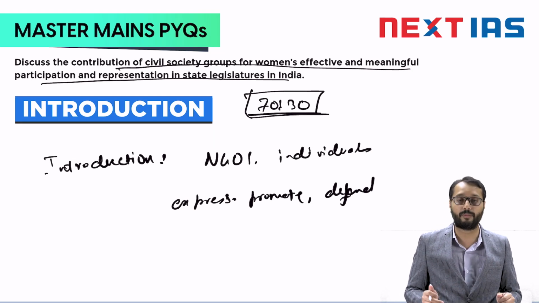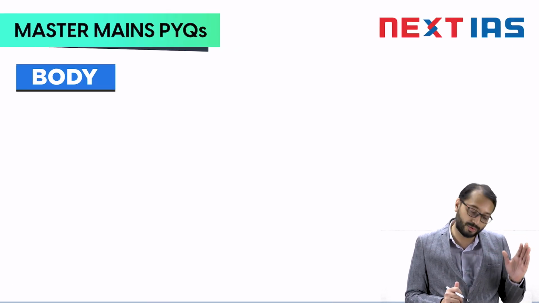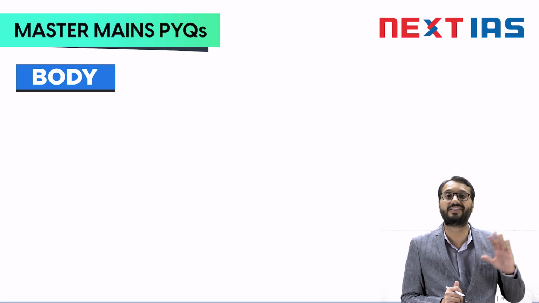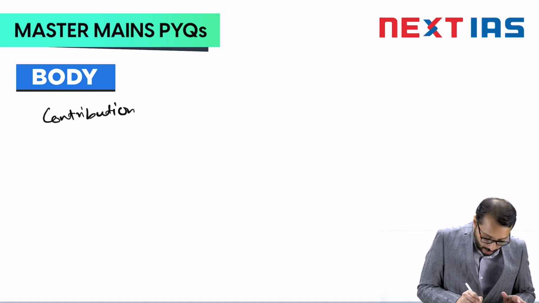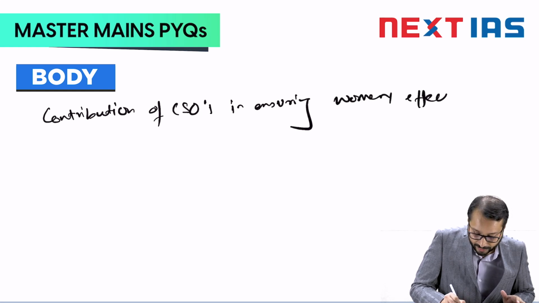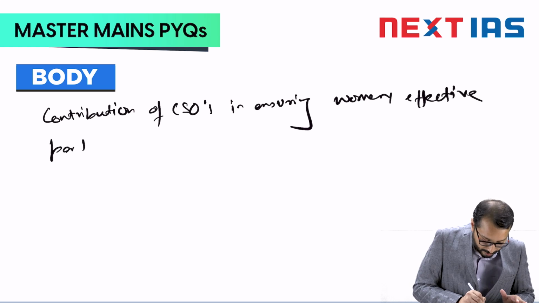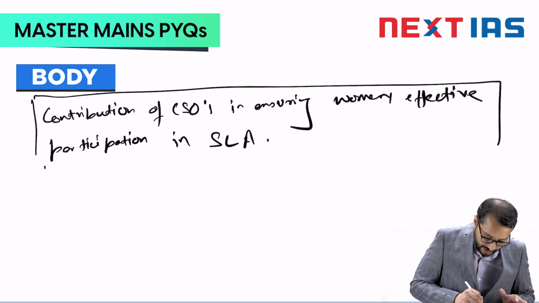Next, we will move to the body part of the answer. In the body, you have to first highlight the contribution of civil society groups for women's effective participation in state legislatures. That is the first part of the answer you have to highlight. So we'll create a heading: contribution of CSOs in ensuring women's effective participation in state legislative assemblies. That is what the question is basically talking about.